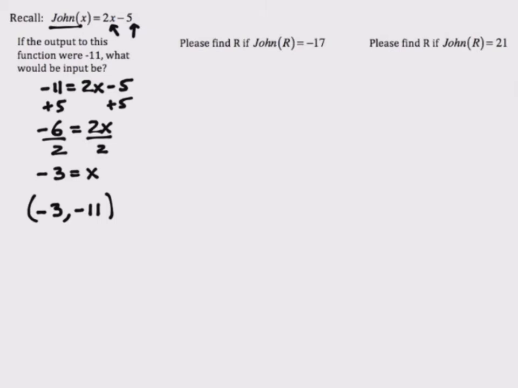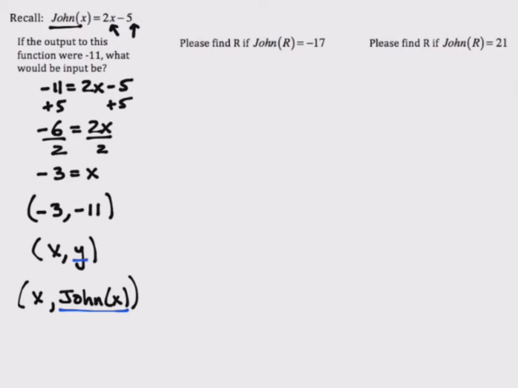So we see that when the input to this function is negative 3, the output is negative 11. One little note, we're used to looking at these ordered pairs and visualizing them as x comma y pairs. But now another way to think about this is that they're input-output pairs, so they're x comma John of x pairs. Note that this right here just means the output when x is the input, and that's the same thing that the y meant before.